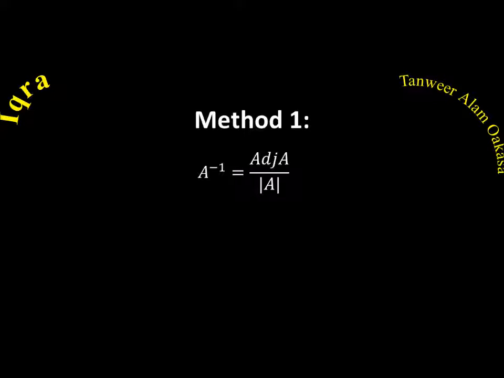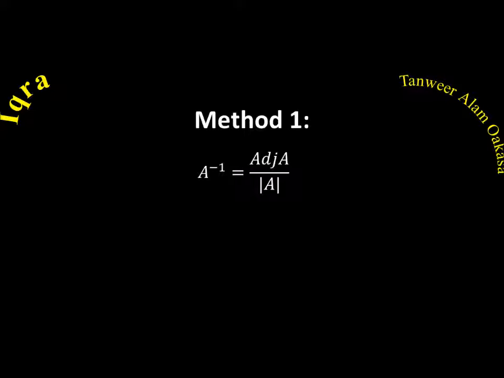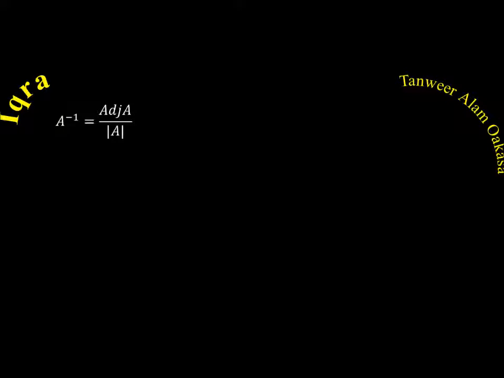We have seen before that A inverse is adjoint of A upon determinant of A. And if determinant of A is not equal to 0, then A inverse will exist and the matrix will be invertible. So let's take an example. I have an example here, and to find the inverse I need to find the adjoint of A. And what is the adjoint of A? We know that it is the transpose of the cofactor matrix. So let's see what the cofactors are.